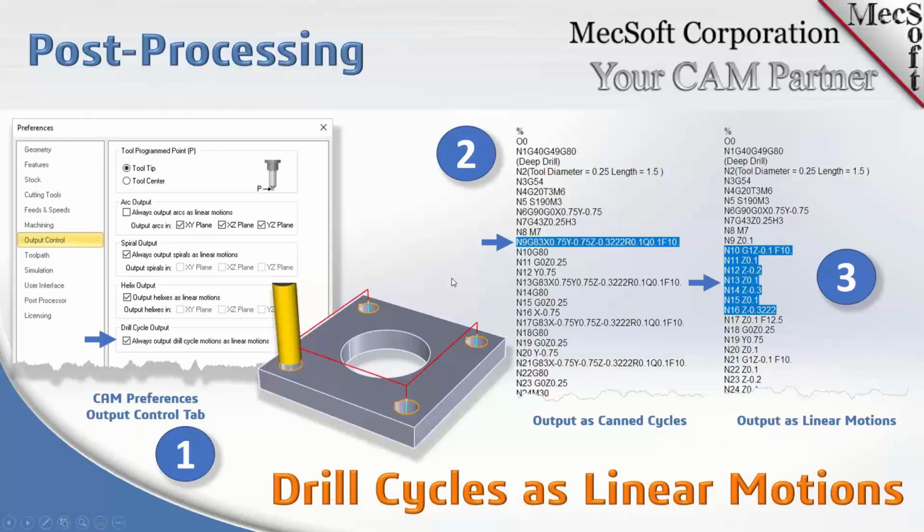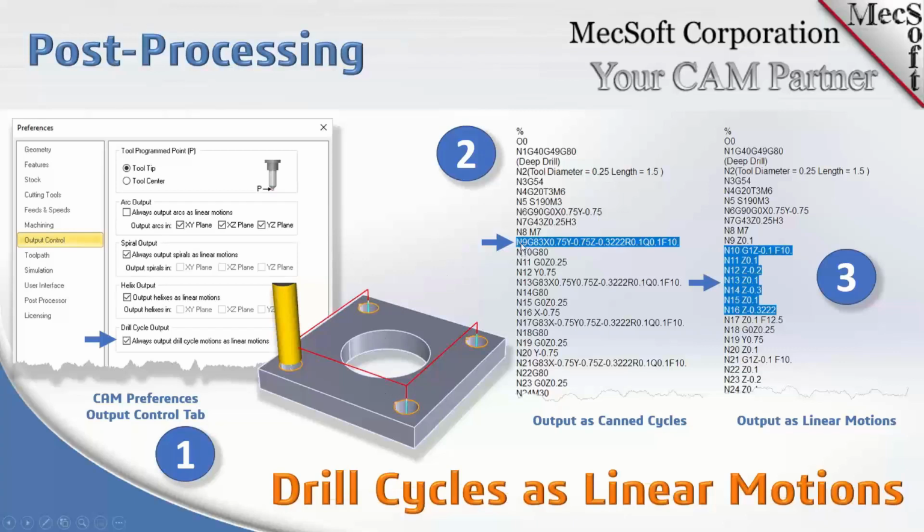Let's go to drill cycles as linear motions. As Joe mentioned, some machines don't support drill cycles, and by a cycle, I'm referring to a line of code that can be programmed in as a line of code, pre-programmed in your controller to do certain types of hole making operations: drilling, tapping, boring, etc. So you'll have a canned cycle code such as a G83, for example, for a deep drill motion.